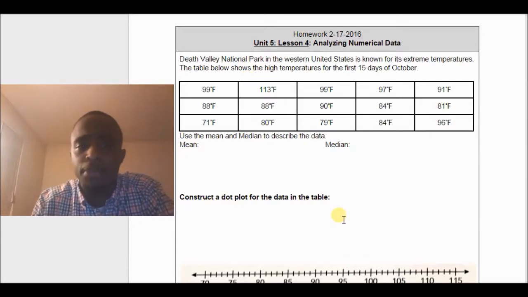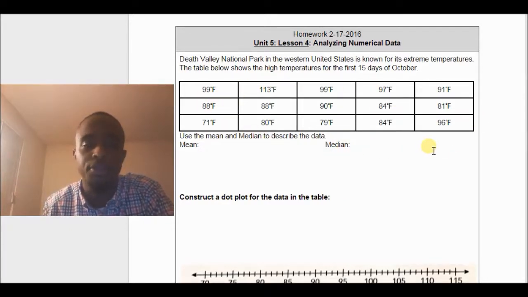Death Valley National Park in the western United States is known for its extreme temperatures. The table below shows the high temperatures for the first 15 days of October. And we have a little table here which shows us those 15 temperatures. The first thing that I want you to do, and I'm about to show you this, is to describe this data using the mean and the median, and I do want you to show your work.